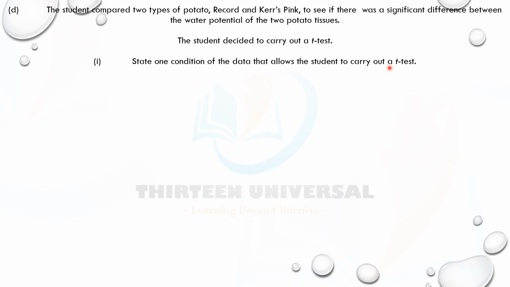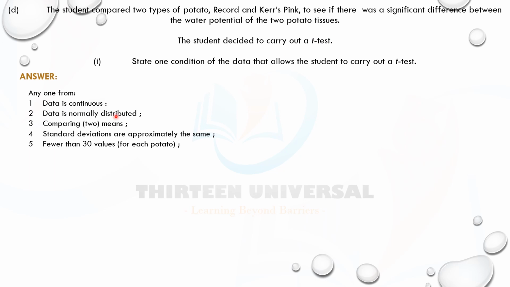All right. So of course the data must be continuous, quantitative. Continuous data for you to use a t-test. It must show normal distribution, and the standard deviation of the two populations must be similar. And they're using it to compare the means. Remember, a t-test is to compare the means of two different populations.